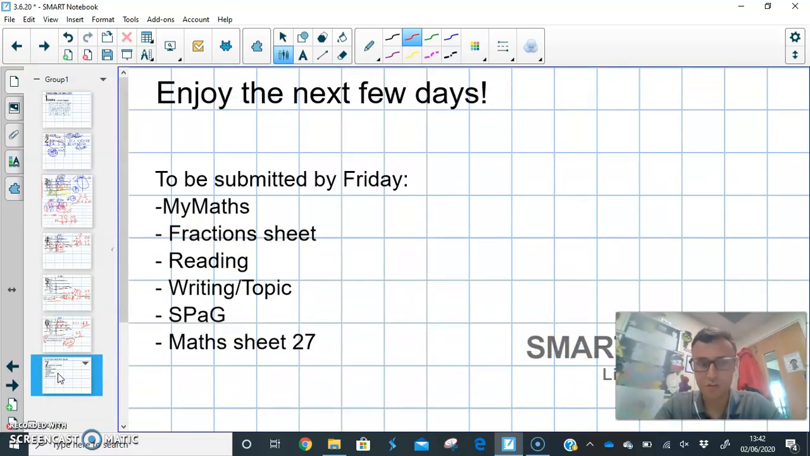So enjoy the next few days. Don't forget, please, that My Maths needs to be submitted today. The fraction sheet, which is live on eSchools now, where you type in the yellow boxes, that's due by Friday. Your reading work or Lexia, whichever you do, is due by Friday. Writing and topic, again, due by Friday. Your SPAG due on Friday, and then your Maths sheet 27 is also due by Friday.